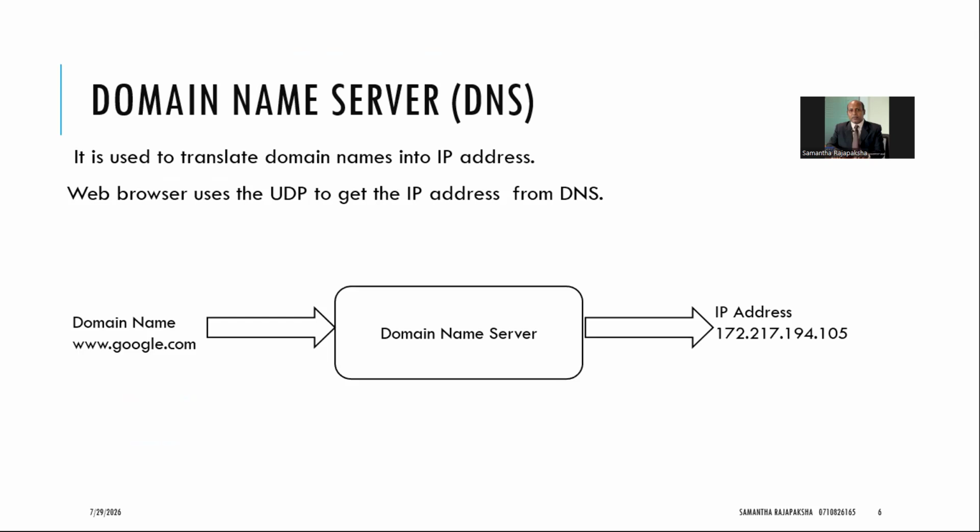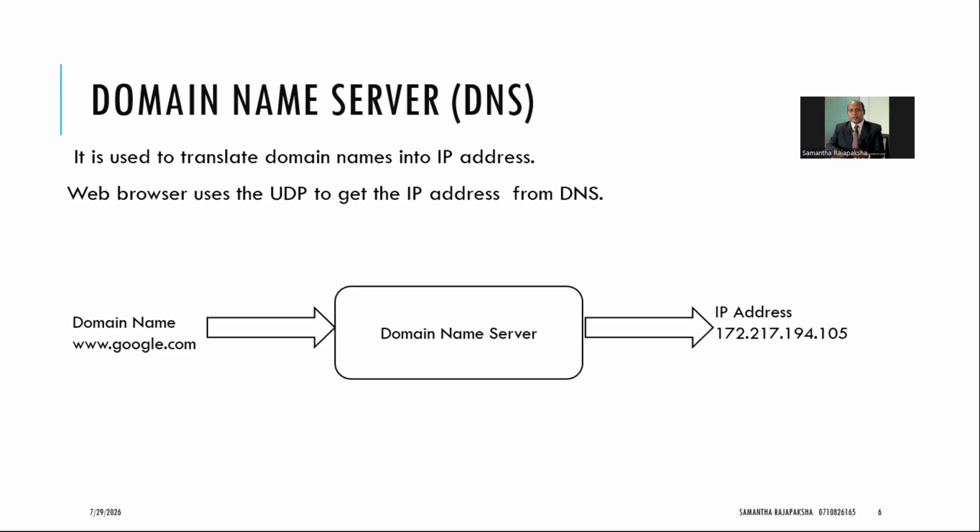These are known as domain names. Since there are millions or billions of websites having different names, there should be a way to translate from domain names to IP addresses. To make that translation, you need a special server, which is known as a domain name server, or DNS server. That is the one which will convert domain names into IP addresses.